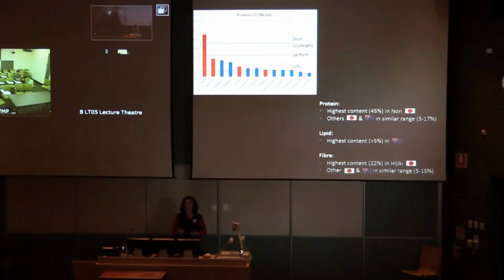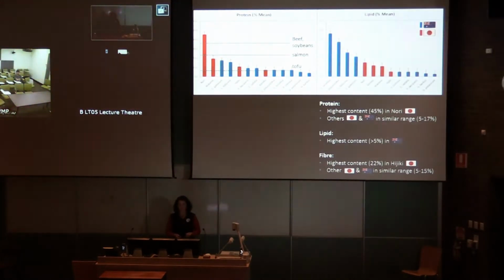But clearly it's showing that in your sushi roll, you're getting not just the protein from the fish in the middle of your sushi, but that nori wrapped around your sushi roll is also giving you a protein punch, as well as the omega-3 fatty acid punch. But some of our Australian species are also looking pretty good with protein values in the range of 5 to 17%. Now, if we look at lipids, we can see generally that overall the total percentage lipids are relatively low.